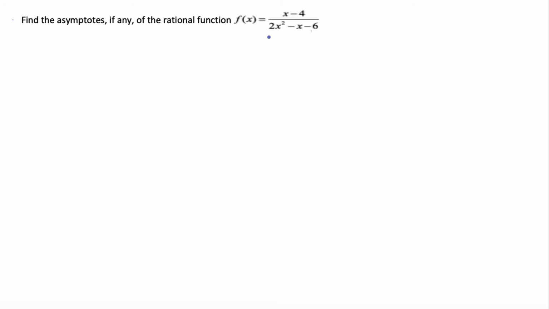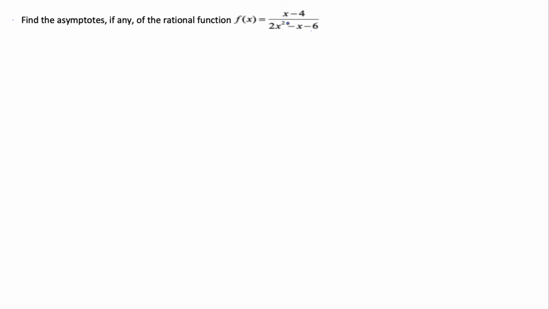Now, before we actually do anything, we have to factor the numerator and denominator and cancel out any common factors if they exist. So, we don't want to just go straight into finding the vertical asymptotes or finding the horizontal asymptote. We have to cancel out any common factors. Okay, so what does that mean?